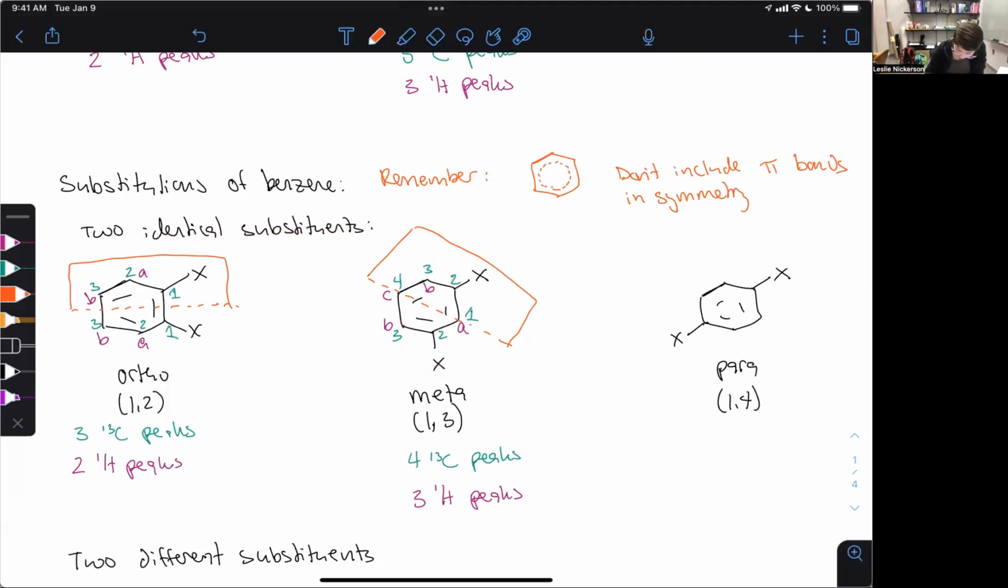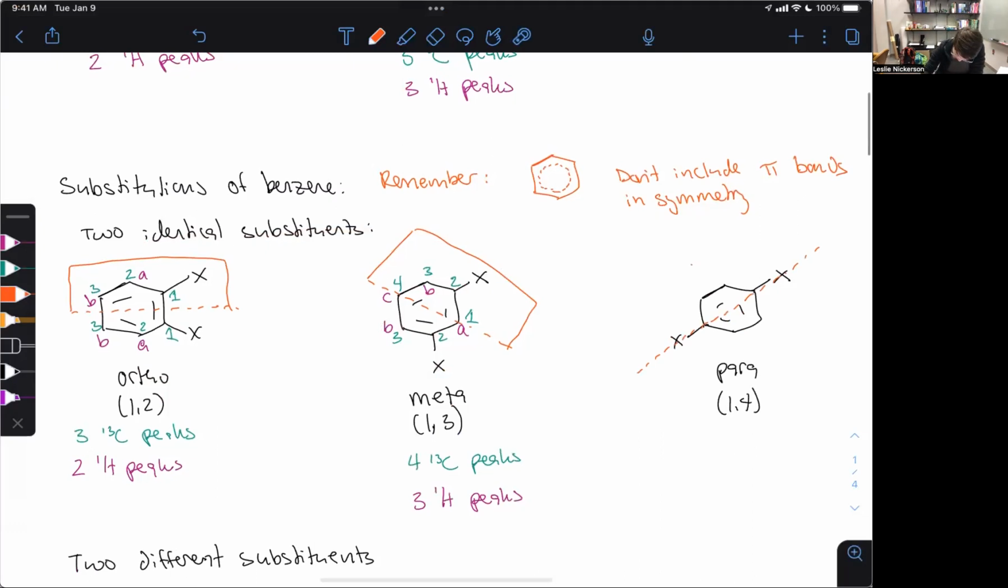For para, in this case, I actually have a couple of options here. If there are multiple mirror planes, we need to make sure that we're getting all of them. The first one that I see is just cutting straight in between those X's, okay? But then I also have one that's perpendicular to that right there. So when I'm looking at this one, I'm actually just looking at a corner, like a single pane of that window, where I'm looking here.